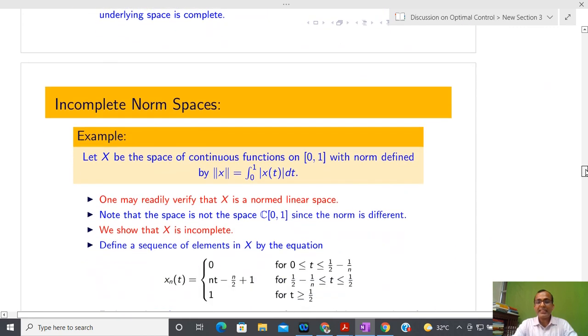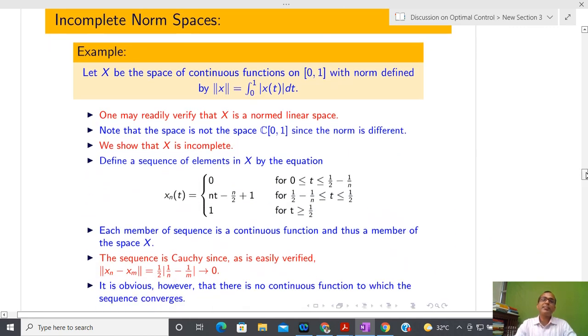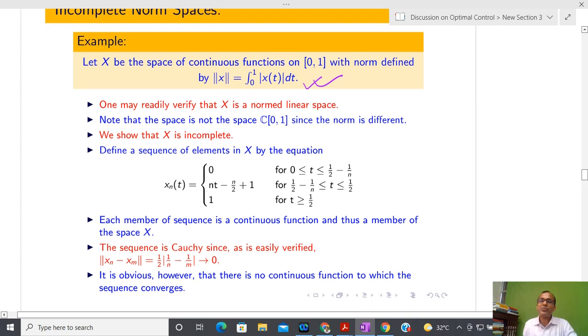Now you may be surprised that there exists some kind of space which is incomplete, meaning there exists a Cauchy sequence that is not convergent. It is possible to construct. If you define the norm like this, it is possible to show it by considering this sequence. So you can see that the story is very interesting. You can consider any sequence, and if any sequence fails, then the whole thing collapses.